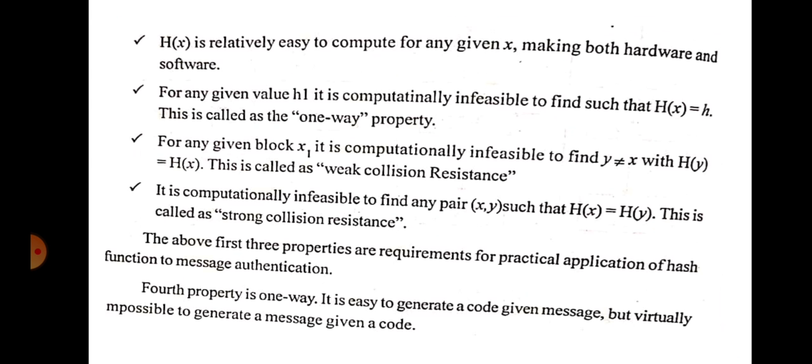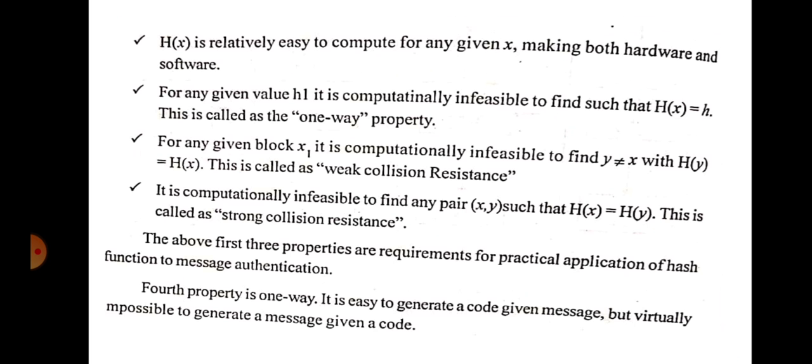This property is called the one-way property. And the fifth one is, for any given block x, it is infeasible to find y not equal to x with h of y equal to h of x. This property is known as weak collision resistance.